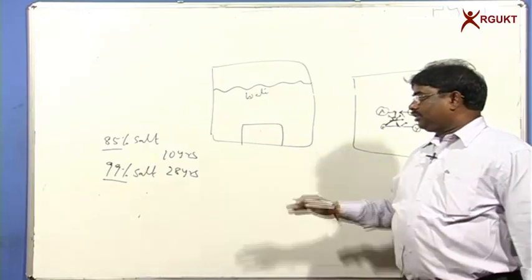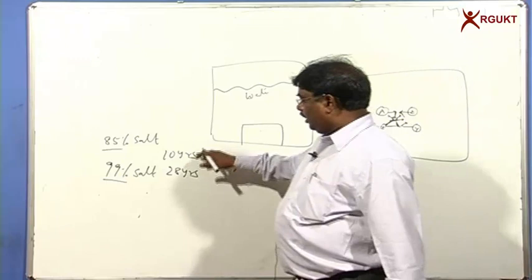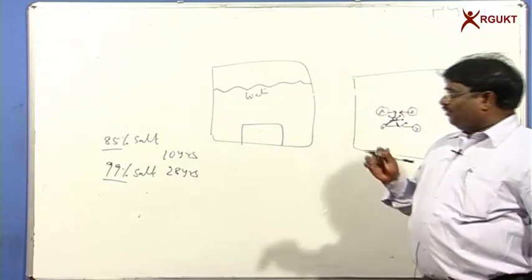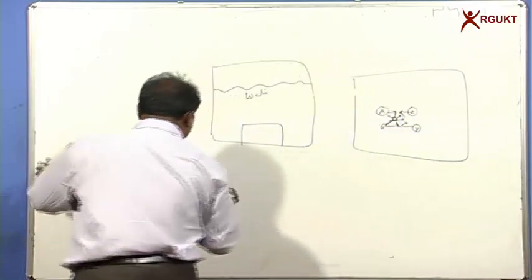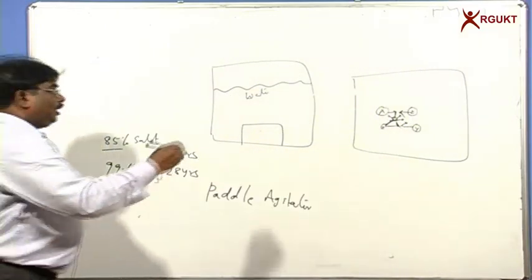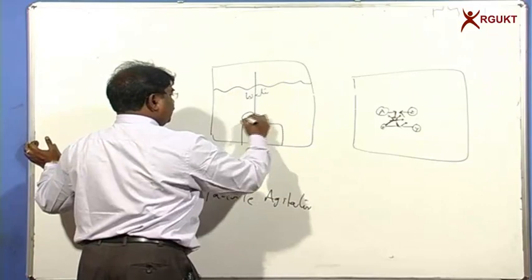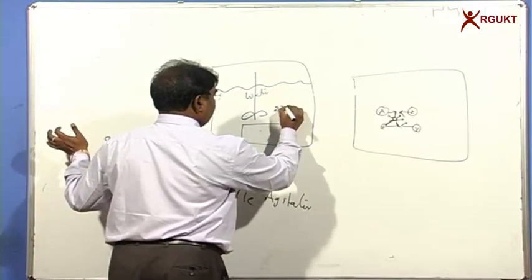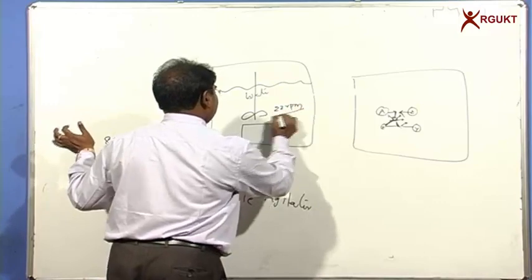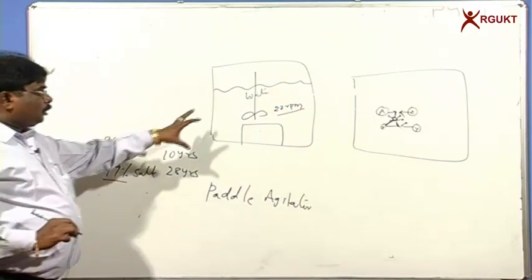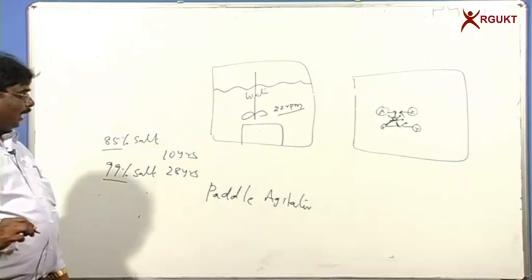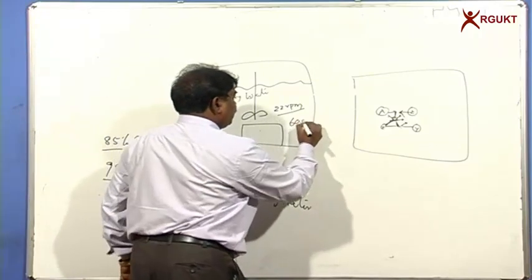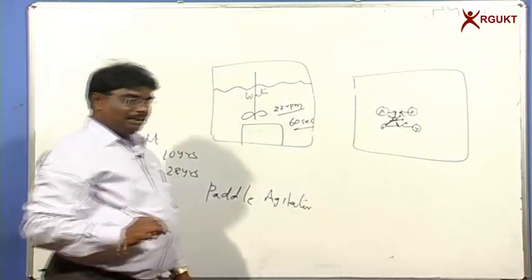So this is going to give a very good example where the process is going to become very slow. Instead of that, I can use some sort of paddle agitator. I will rotate this paddle agitator at 22 RPM. That is a very slow speed, 22 revolutions per minute. If I stir it, within 60 seconds, I am going to get the uniform concentration.